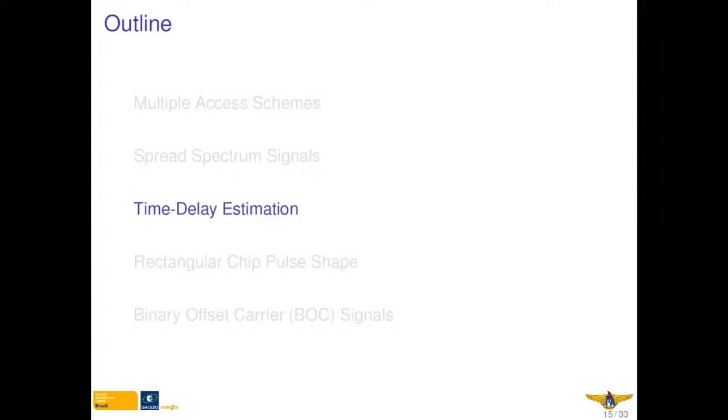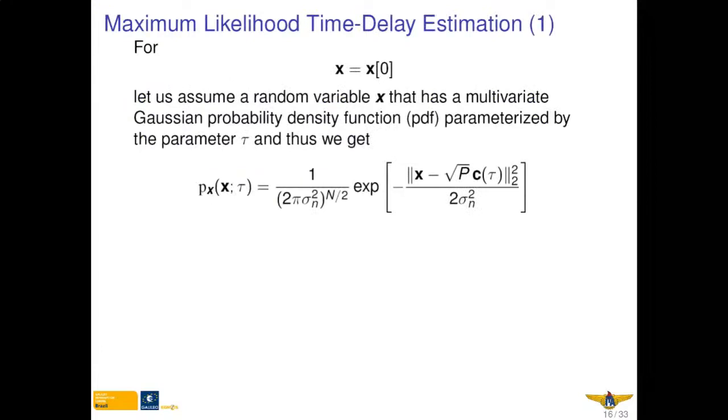So now, how does the receiver perform time delay estimation? If we consider only the first period, so x of 0, which we now call x, let us assume a random variable x that has a multivariate Gaussian probability density function, PDF, parameterized by the parameter tau, and thus we get this equation. This is a normal distribution, and this is the probability density function of the random variable x.